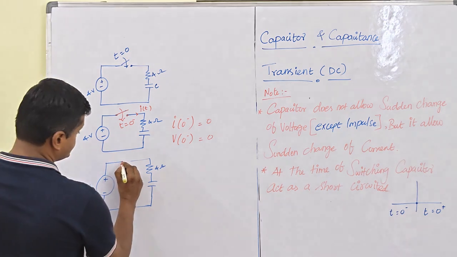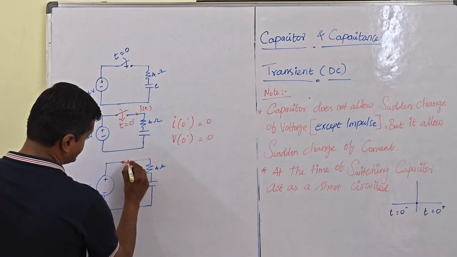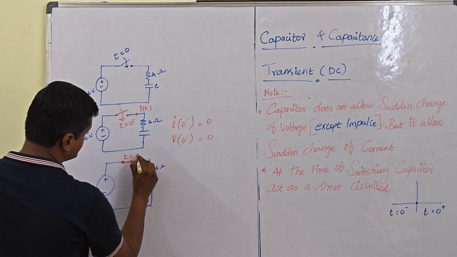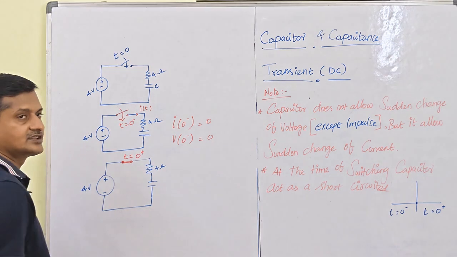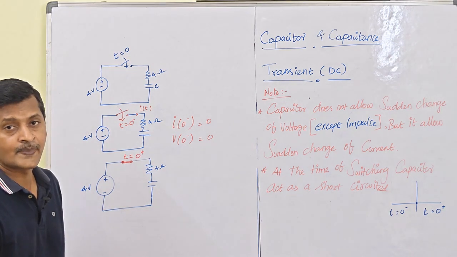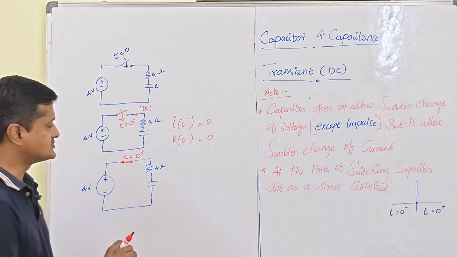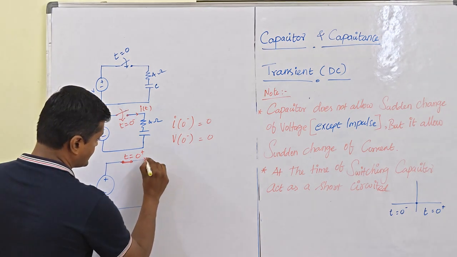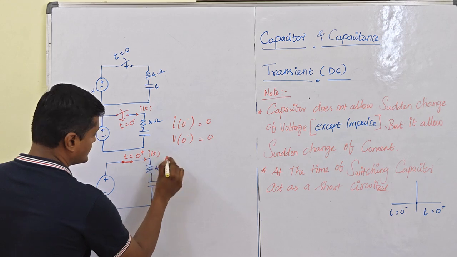Next, we close the switch at t equal to 0 plus. Now we close the switch at t equal to 0 plus, suddenly. At the time of switching, current flows, the current I of t flows.